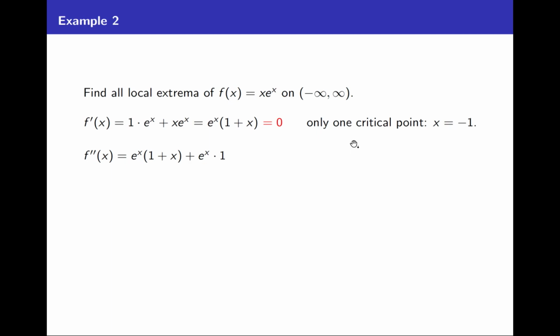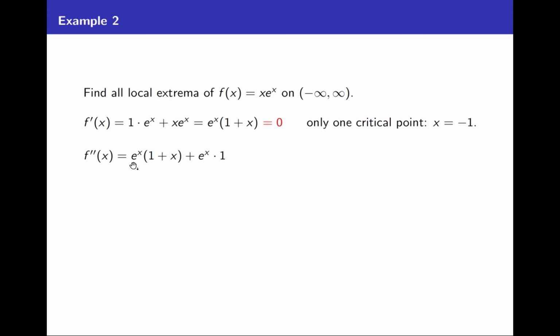Now, we want to find out whether we have a local max or a local min at x equals minus 1. And the second derivative test says we can figure that out by plugging that into the second derivative and looking at the sign. But first of all, we have to compute the second derivative. Now, let's use this form of the derivative, f prime. We have to compute the derivative of it now. And it's a product, so we use the product rule.